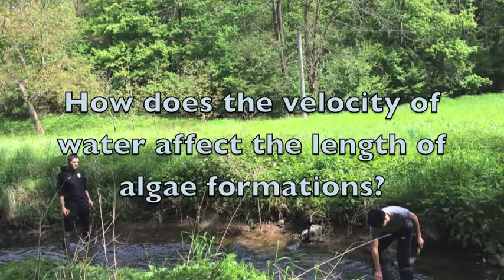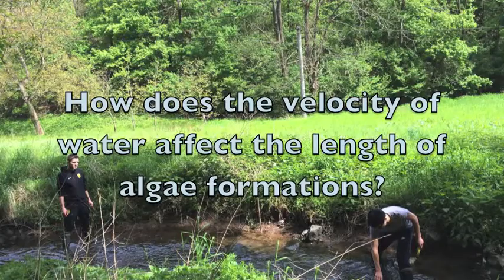Now, upon closer inspection, we actually discovered that what we were measuring was in fact algae, not plants, so we had to change our research question to: How does the velocity of water affect the length of algae formations, which changes the dependent variable to algae length?